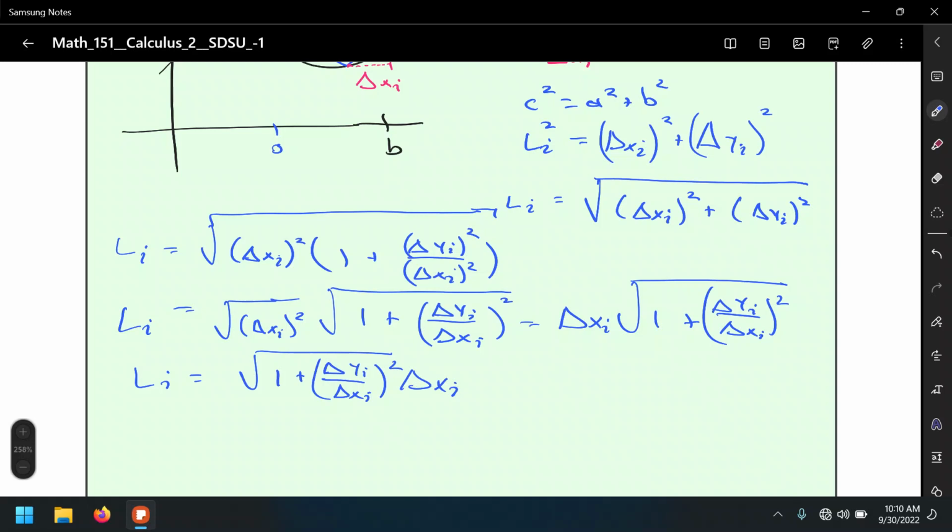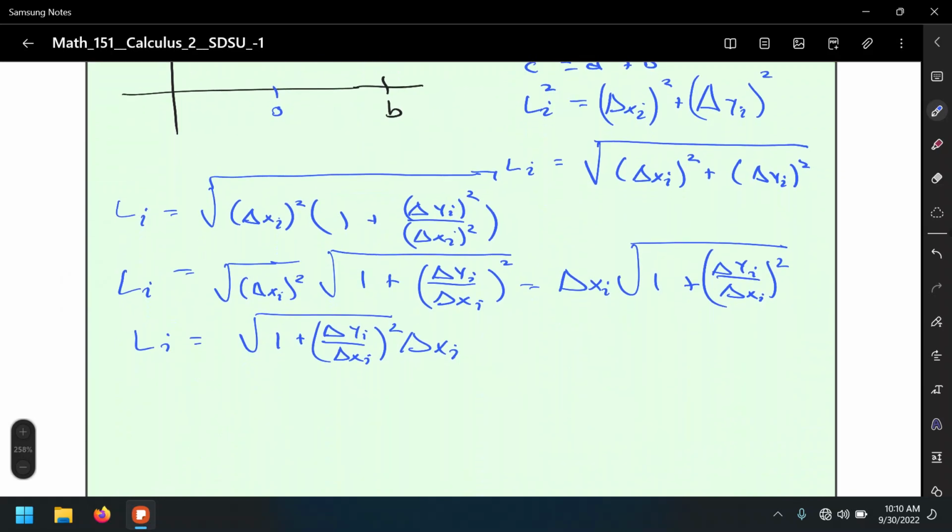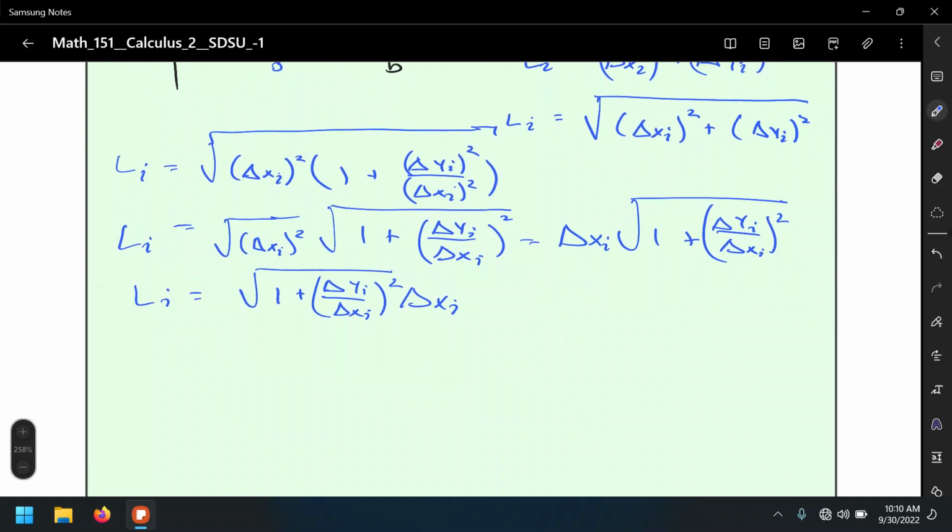So this is the radical expression, the square root of 1 plus f prime squared dx, from the formula there. However, in terms of delta x, this is just for a finite element, one we sample from those infinitely many to describe the derivation. This is not yet the formula for the arc length between A and B. It is just the arc length of only one element in the partition.